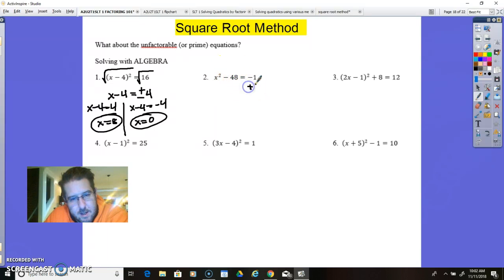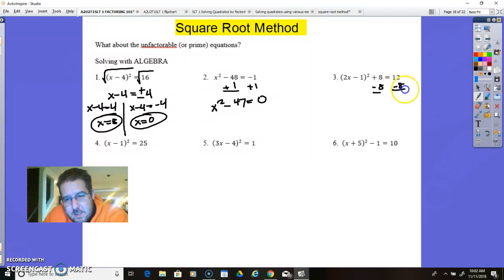All right, first thing first, I need to add 1 to both sides, and that's going to give me x squared minus 47 equals 0. Okay, I think this question's not factorable. I don't know if that's the way it was designed or not, but if you subtracted 1, it would have been -49, then it would have been differences of squares. But no, this is not factorable anymore.